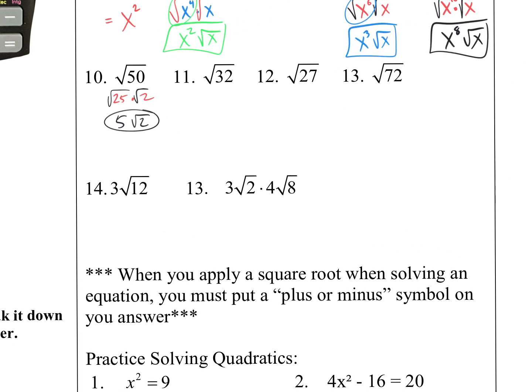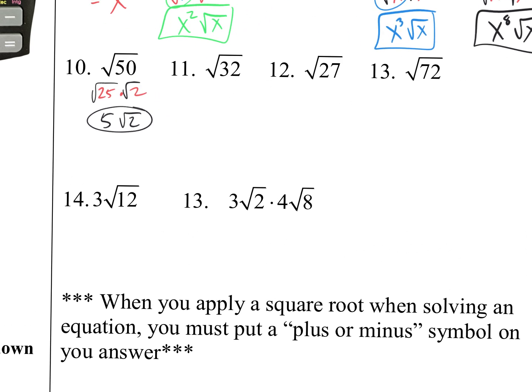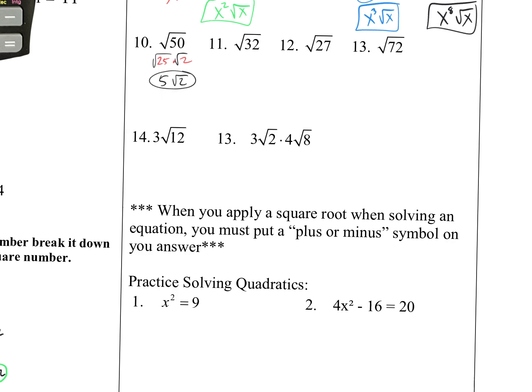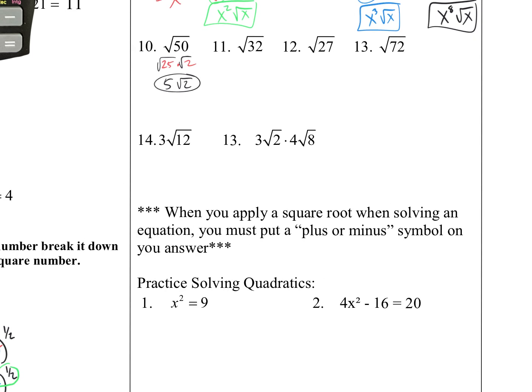So technically, 10 through 13, well, I can't even count. Anyways, all these the calculator could do for you. But sometimes I think it's even easier to just do it by hand. But the calculator will do all those for you, okay? So I hope we understand how to simplify square roots.